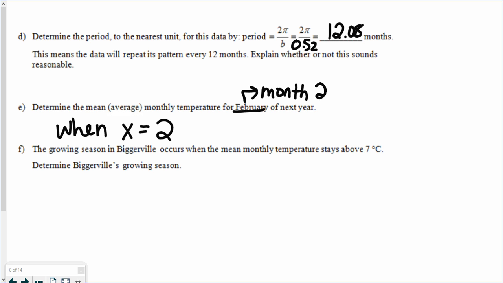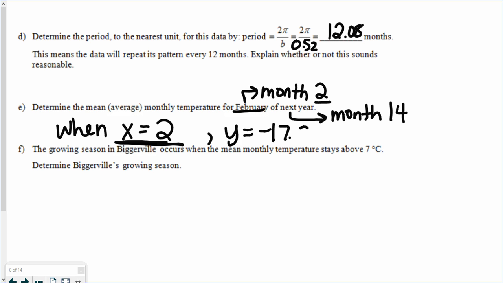month 2, but since it's saying next year, you could actually probably put in month 14, because December is going to be 12, January will be 13, February will be 14. I think I put in when x is equal to 2, but it should be the same if I put in when x is equal to 14. So again, we're going to look for the second trace value, when x is equal to 2, y is equal to negative 17.24.